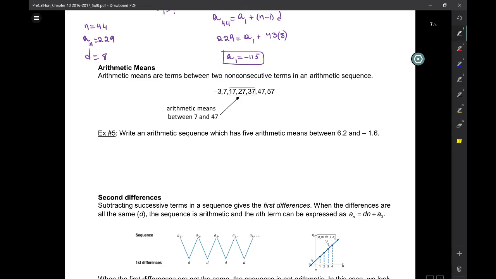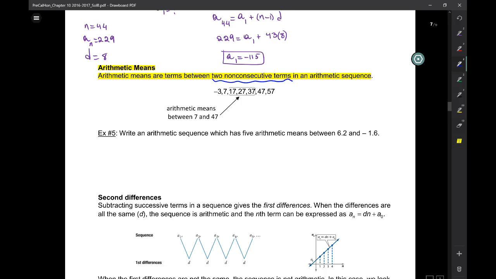Now how about arithmetic means? What are they? A mean is an average, okay? Arithmetic means are terms between two non-consecutive terms in an arithmetic sequence. Oh my gosh, what does that mean? Okay, so what does it mean, two non-consecutive terms?